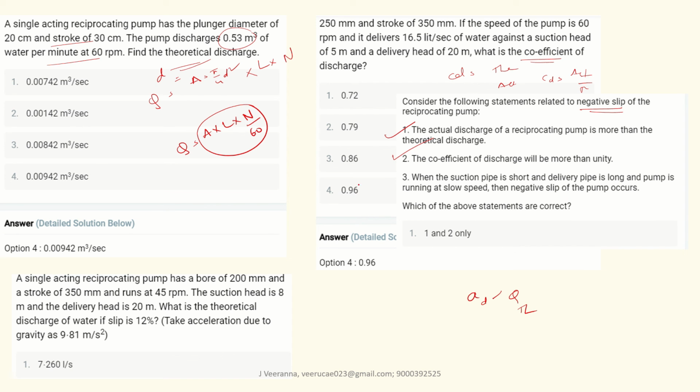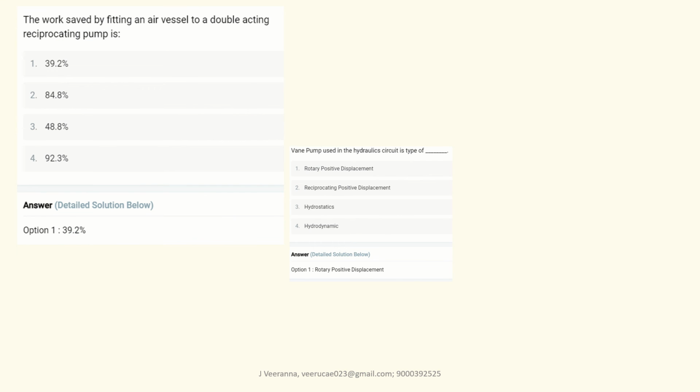No, this is wrong. Here the concept is reversed. The suction pipe is long, but the delivery pipe is short. So only statements 1 and 2 are correct. These are some of the examples asked of this type.